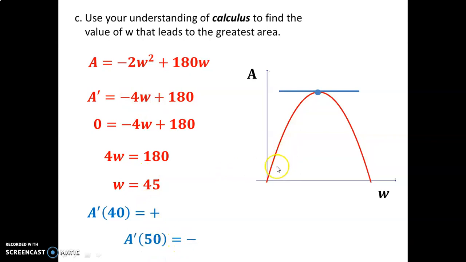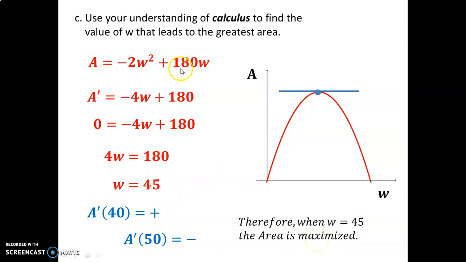So that tells you the graph has a positive slope before 45 and a negative slope after. Therefore, increasing, decreasing, this must be a maximum point. We've confirmed. Great. Therefore, we know when W equals 45, the area is maximized. Really important points here. I know this looks kind of simple, but maybe pause and just soak up this main idea here, a key idea in our application of calculus.